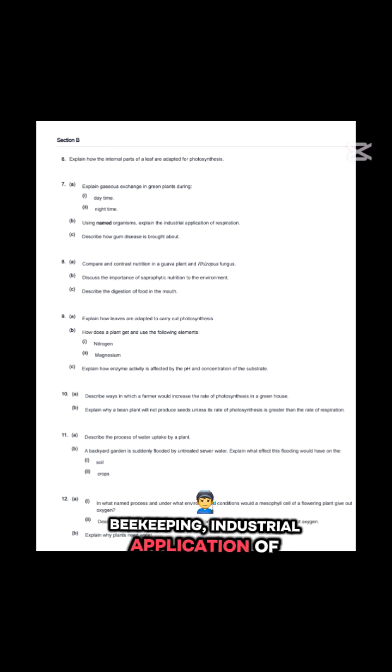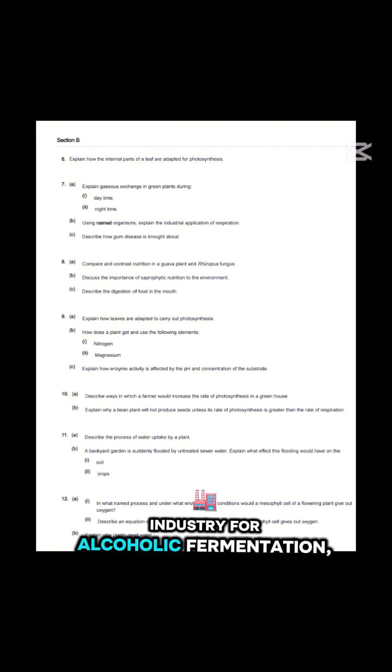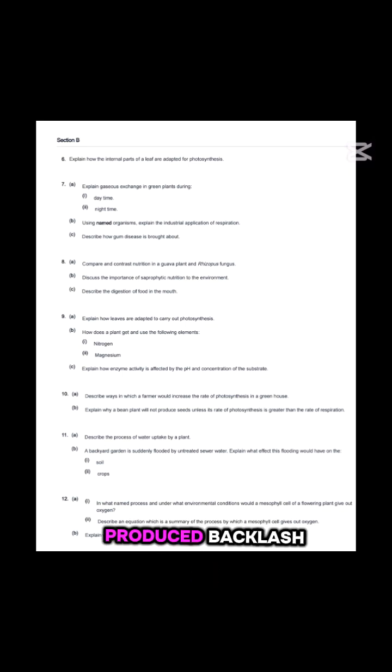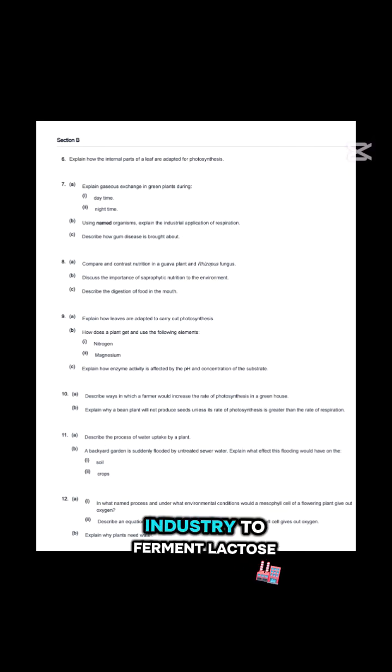B. Industrial application of respiration using named organisms. Yeast, Saccharomyces cerevisiae, used in the brewing industry for alcoholic fermentation, where glucose is broken down anaerobically to produce ethanol, alcohol, and carbon dioxide. Also used in the baking industry, where the produced CO_2 gas forms bubbles causing dough to rise. Lactobacillus bacteria, used in the dairy industry to ferment lactose sugar in milk into lactic acid, producing yogurt and cheese.